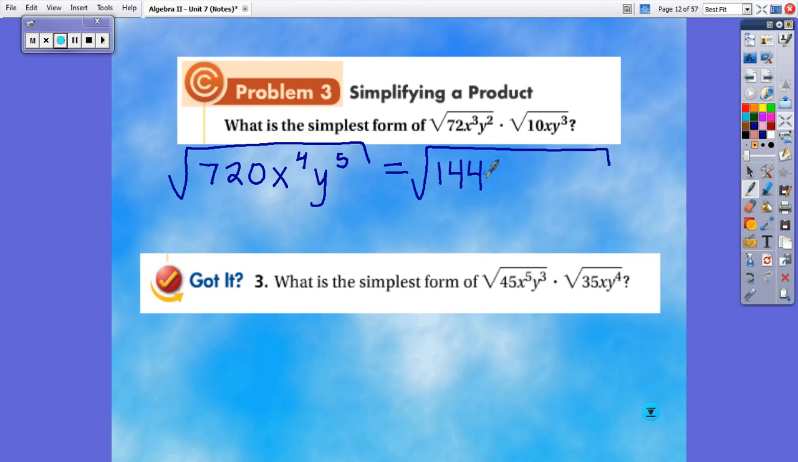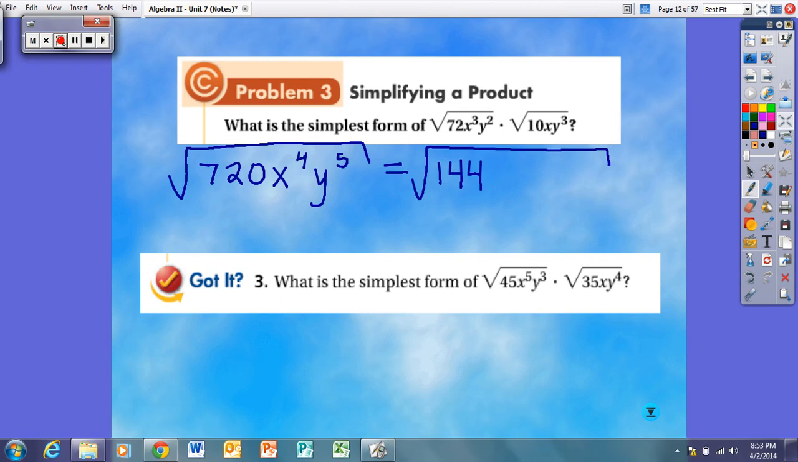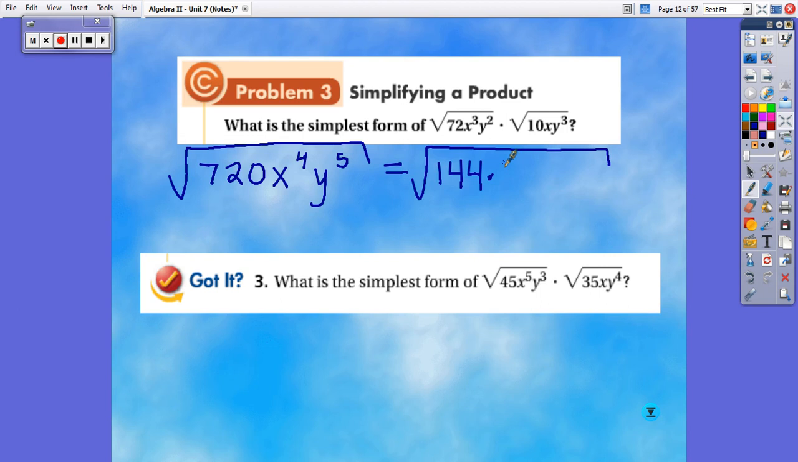144 times 5, x to the 4th, y to the 5th. And then we know that we can take the square root of 144, and that's going to be 12.